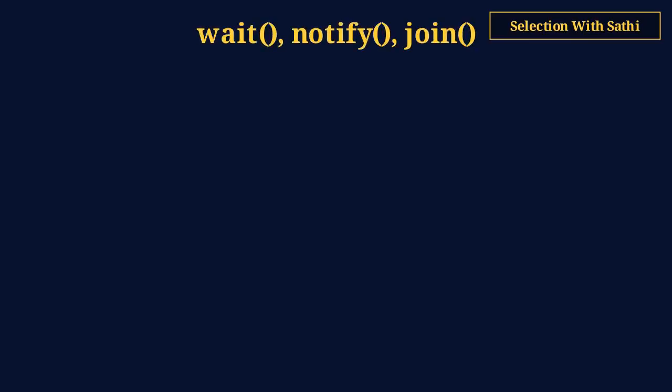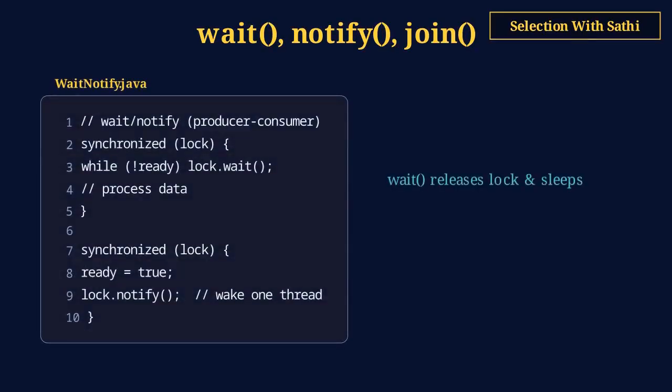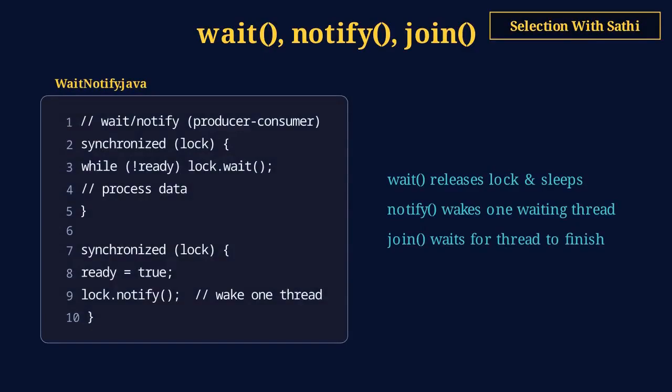The thread lifecycle has 5 states. New: the thread is created but start is not called. Runnable: start called, waiting for CPU time. Running: actively executing the run method. Blocked or waiting: waiting for a lock or signal. Terminated: the run method completed or an exception was thrown.